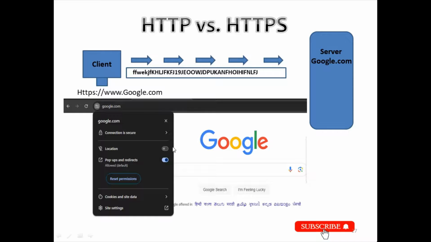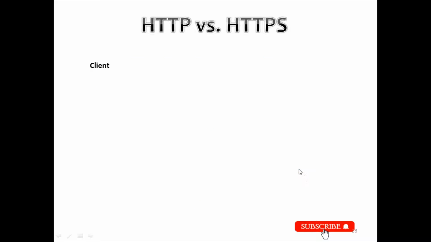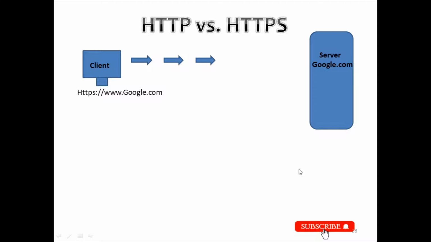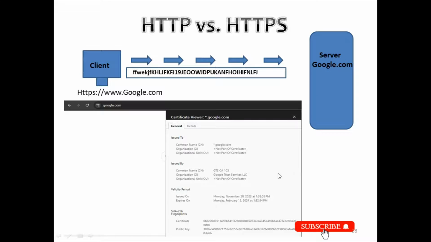Once we click on the connection is secure button, it shows what certificate is being used, who the certificate authority is, and the trusted root certificate. Although all this is done by the browser and other resources in the backend, we can still open and check the certificate manually.